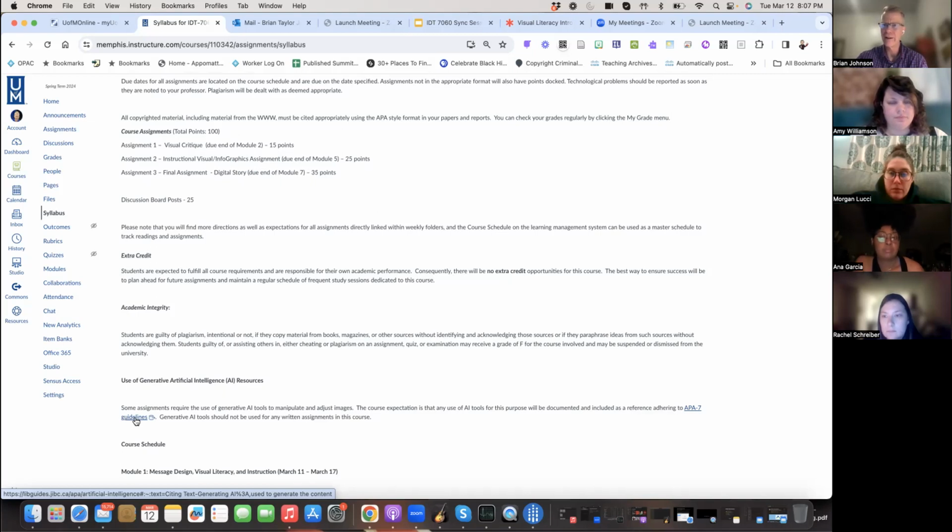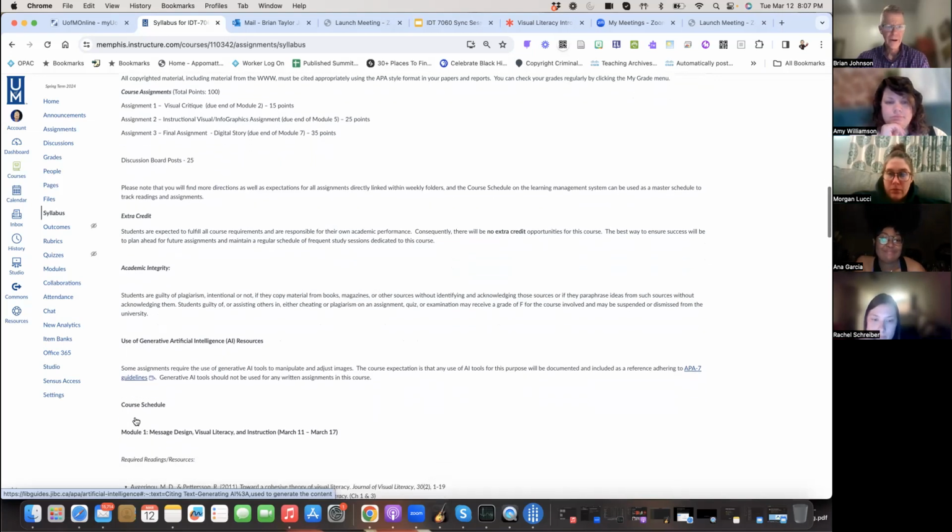Have you guys used generative AI in any of your other classes so far, as far as the image generation or maybe some of the other features? Okay, no. Okay, so we've got some good tools for you in there.